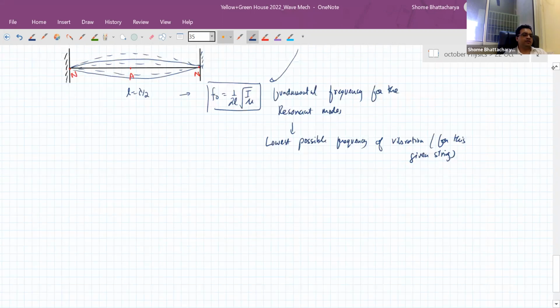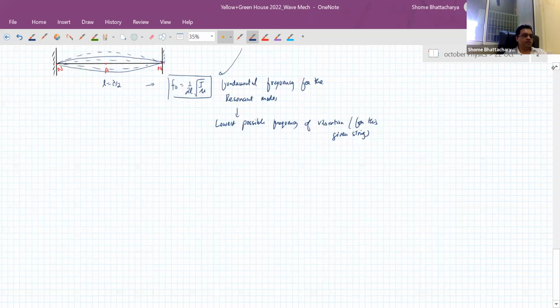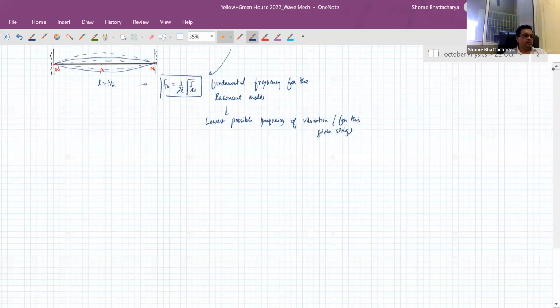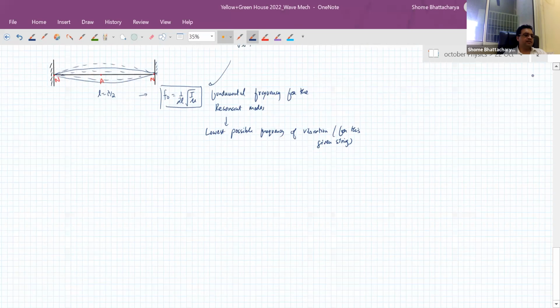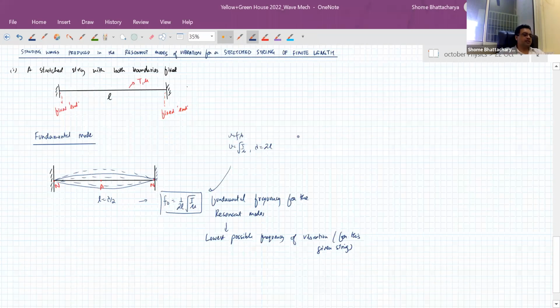So a practical way of achieving this particular mode of vibration would be, as I said, to pluck the string exactly at the midpoint so that the midpoint of the string has maximum amplitude for displacement. So it forms the antinode. When it vibrates in this pattern, it will form a shape like this. The entire length of the string will look like a loop.